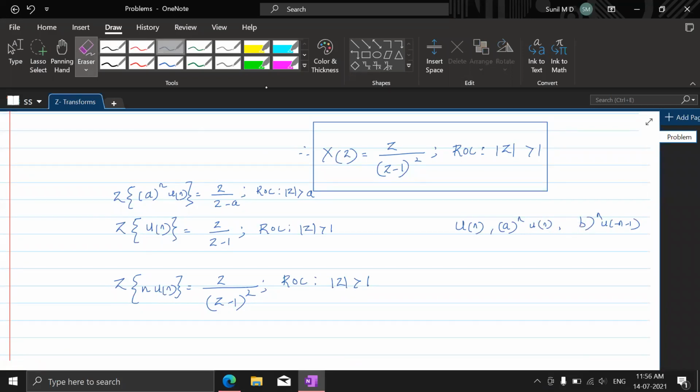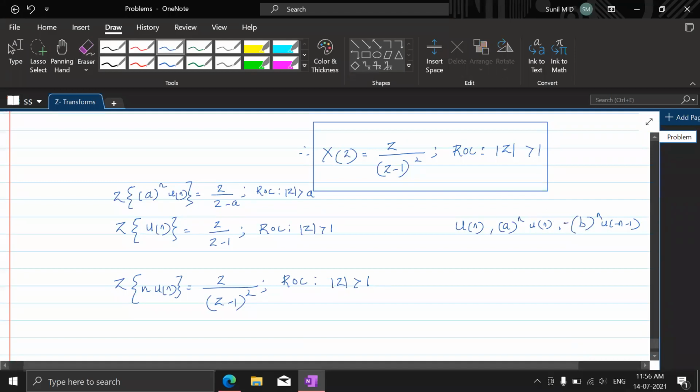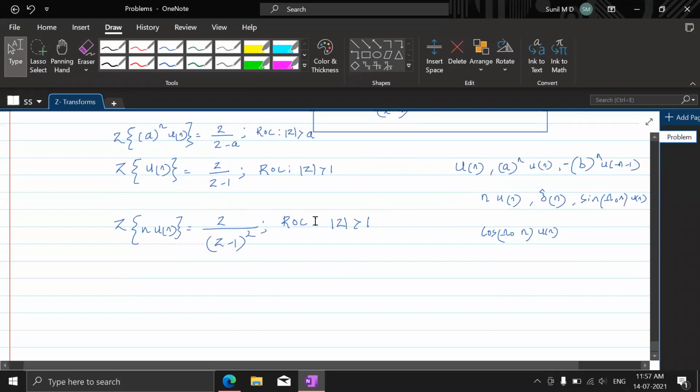Okay, so let me just give you that as another example. Fine, so we have seen it for n U of n. You have seen it for delta of n. You have seen it for sine omega naught n U of n. And I've also asked you to do it for sine cos omega naught n U of n. And since all this we have seen, these are all basic signals, and on them we have applied the transforms. Understand? Now let me just go further and do some problems on this.